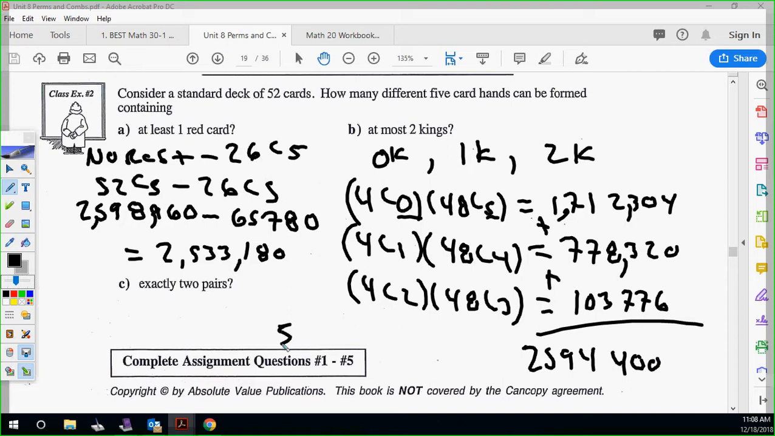Yeah, 52 choose 5 is 259,860. Those are pretty close, yeah? So this is why. Getting 4 of a kind of kings, hard to do. Not very many ways to do it.